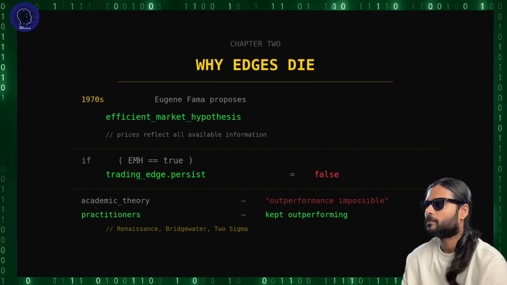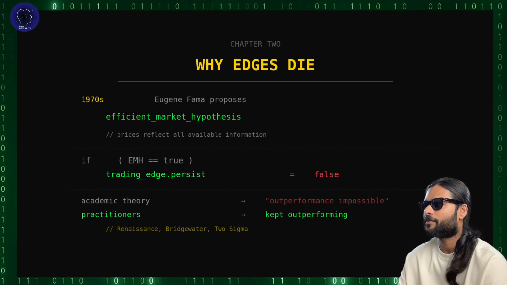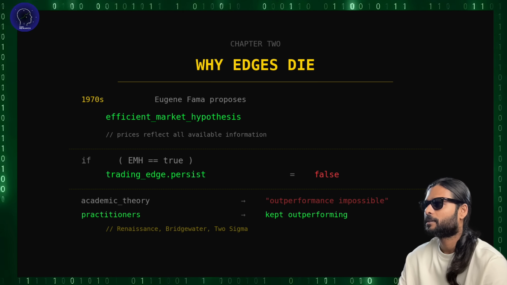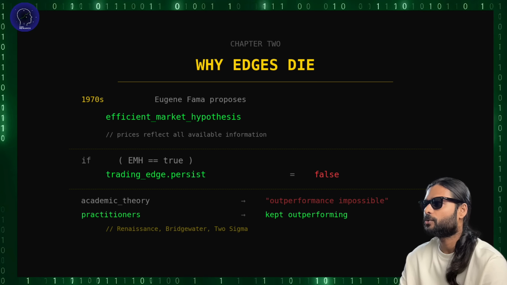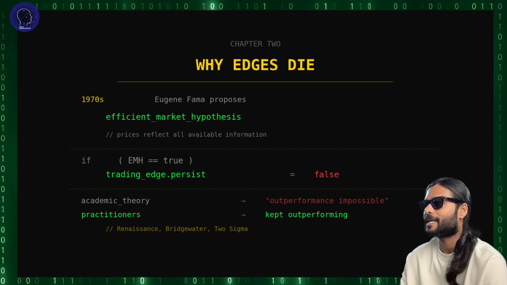Chapter 2: Why Edges Die. In the 1970s, Eugene Fama proposed the efficient market hypothesis. The theory states that prices reflect all available information. If true, no trading edge should persist. For decades, this created a tension.